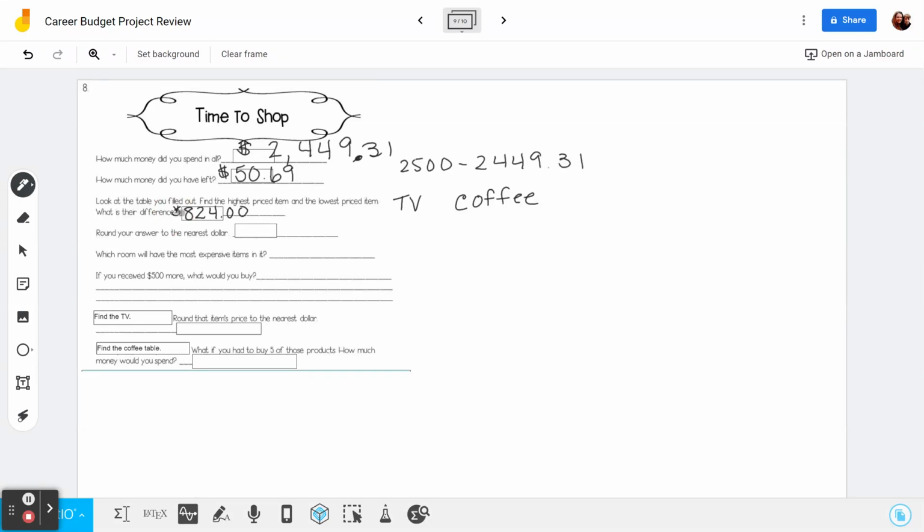Round your answer to the nearest dollar. It was already done. You don't have anything else to do. Oh my gosh, why do I keep putting decimals in the wrong spot? I have such a hard time writing on the screen.